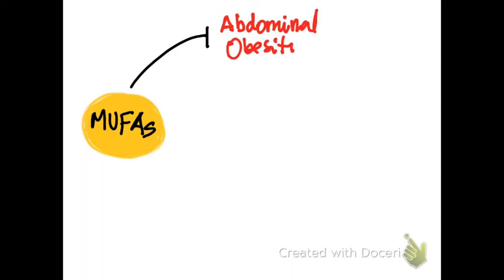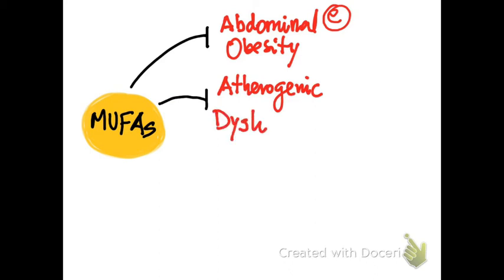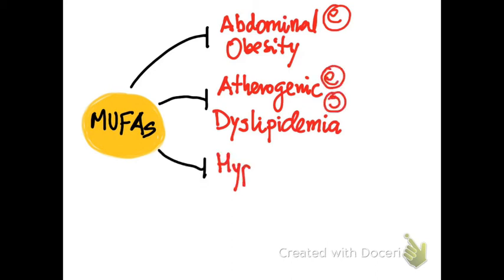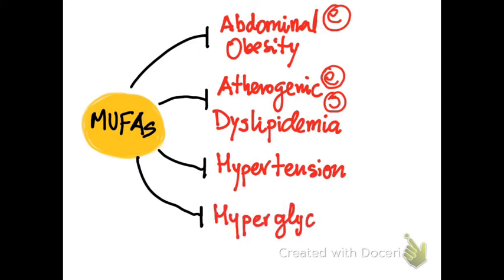In terms of health, monounsaturated fatty acids can block abdominal obesity. That is very interesting because abdominal obesity is related with diabetes and metabolic syndrome. Also, monounsaturated fatty acids can work in dyslipidemia and can block the production of the atherogenic plaque. Also, it has been described that when you eat monounsaturated fatty acids, you decrease hypertension, and also you can block diabetes production.